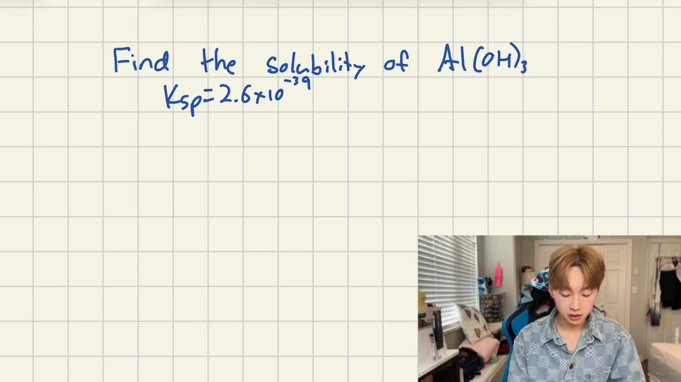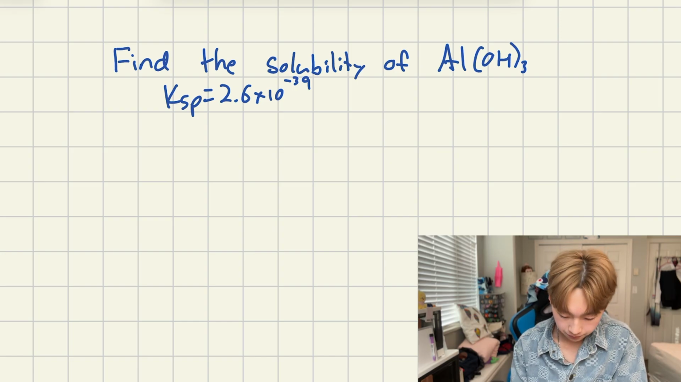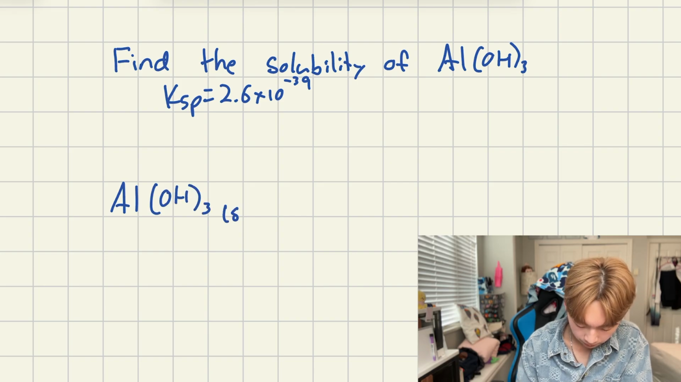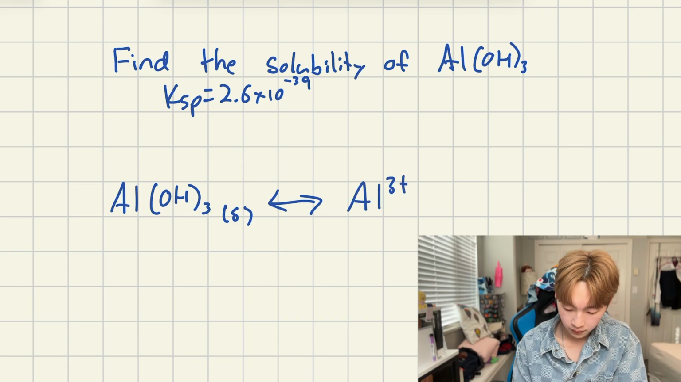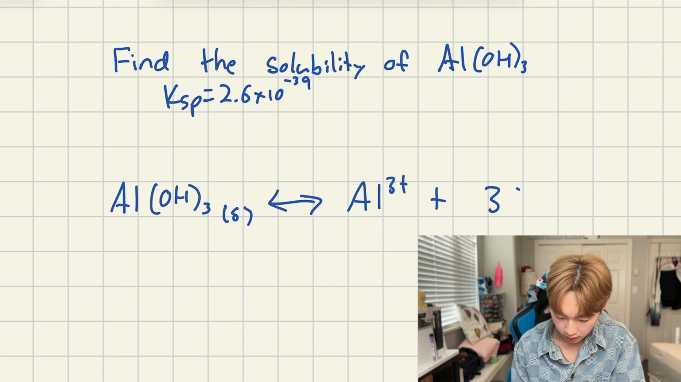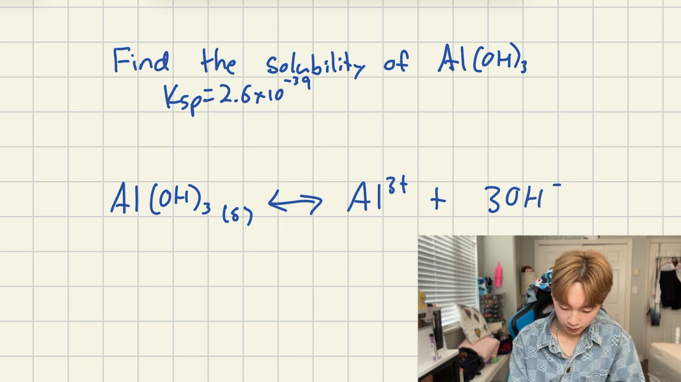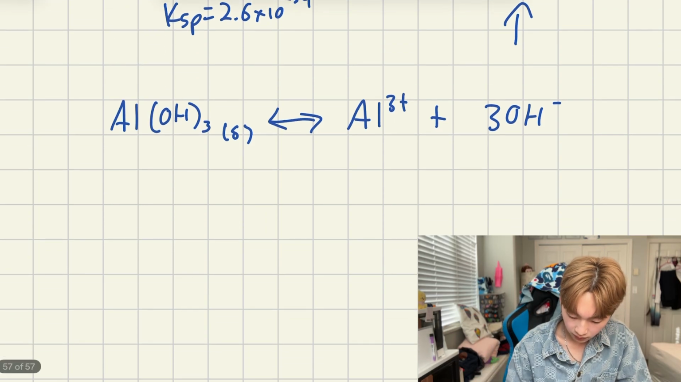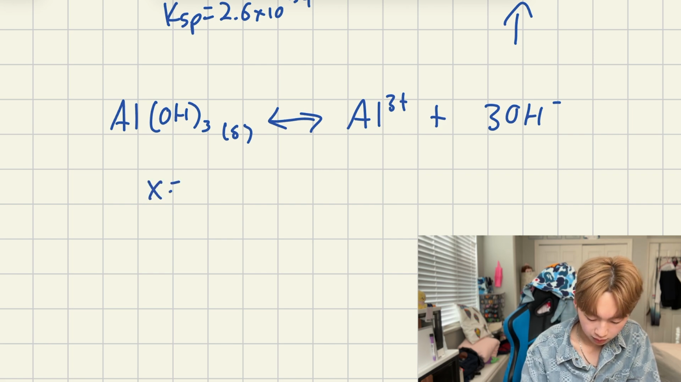Next, let's find the solubility of Al(OH)3. And they give us the Ksp. We'll start by writing out our net ionic equation. So I have my salt, which is a solid in equilibrium with its ions. So I have Al3+, and here we have 3 hydroxide ions because we have a 3 here. Now, same as before, let's let x equal our solubility.